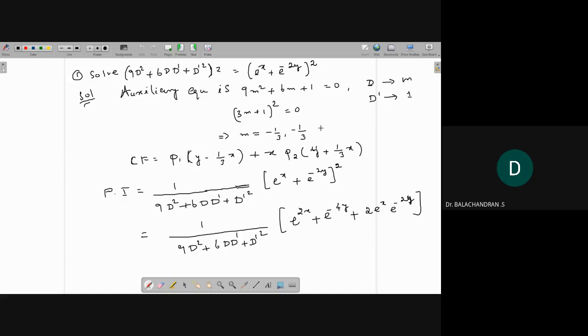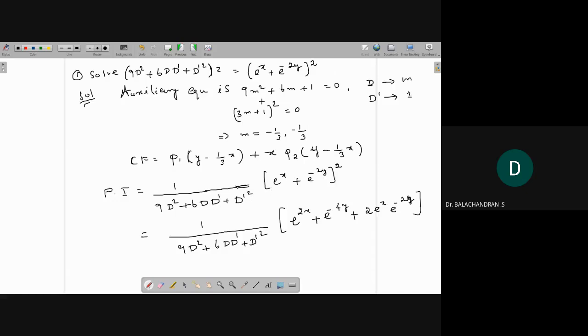If they are equal, then I gave the procedure for how to find the complementary function. So the complementary function is equal to φ1 of (y - 1/3 x) plus x into φ2 of (y - 1/3 x). Here we should write minus 1/3 into x. So PI equals 1/(9D² + 6DD' + D'²).